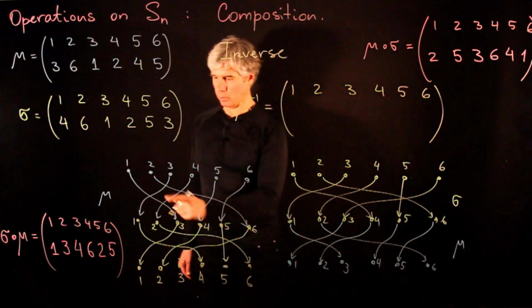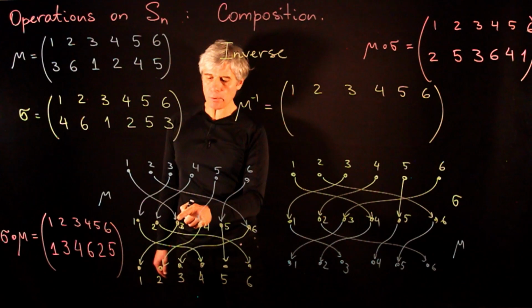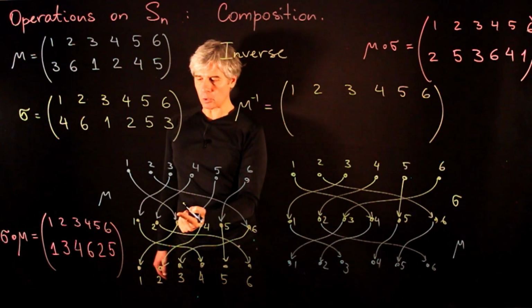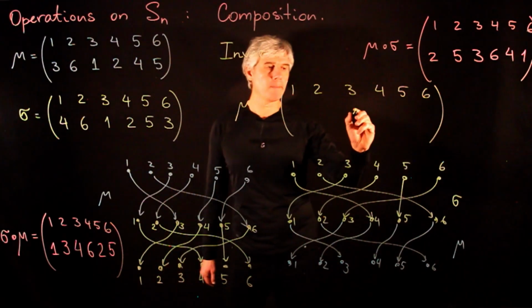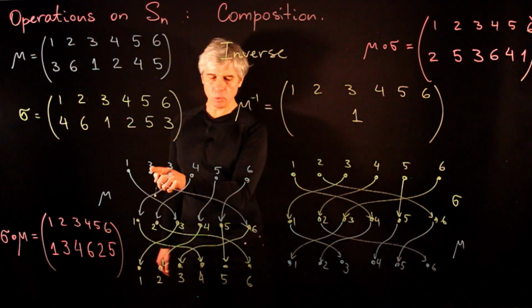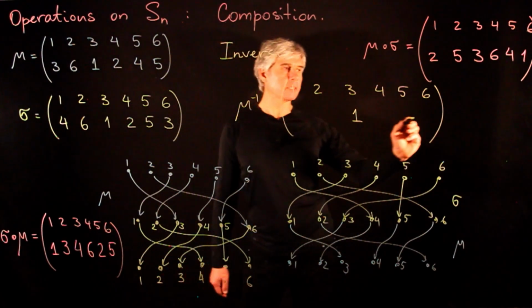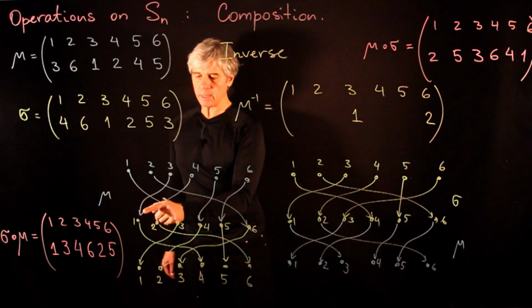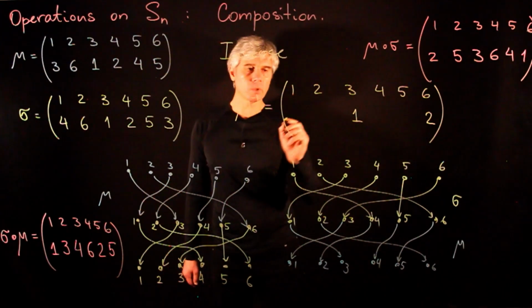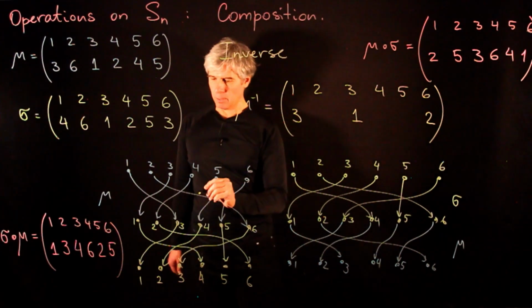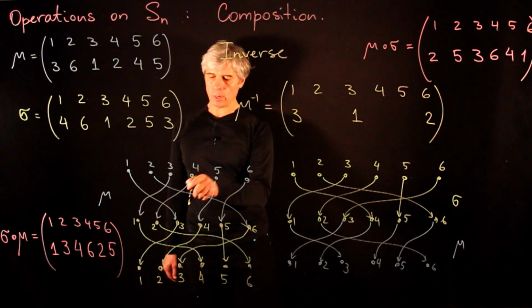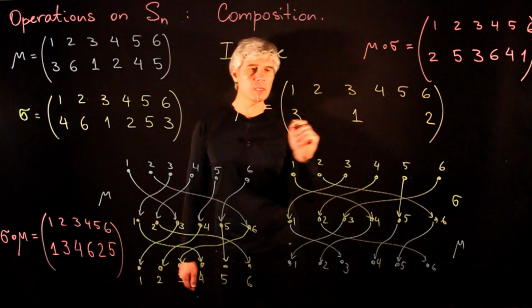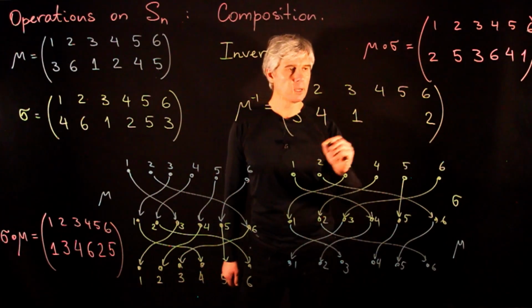So under mu, 1 goes to 3. So under mu inverse, 3 will go to 1. Then under mu, 2 goes to 6. So under the inverse, 6 will go to 2. Then 3 goes to 1. Under the inverse, 1 will go to 3. Then 4 goes to 2. Under the inverse, 2 will go to 4.